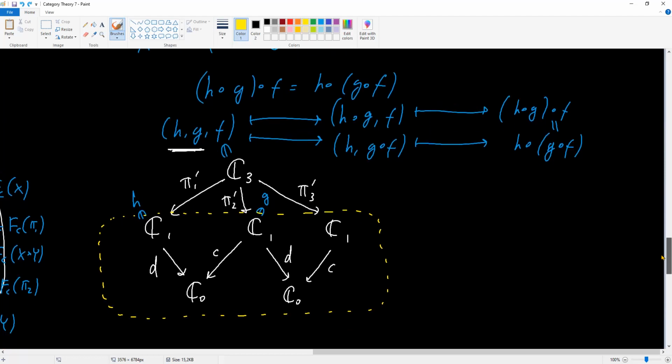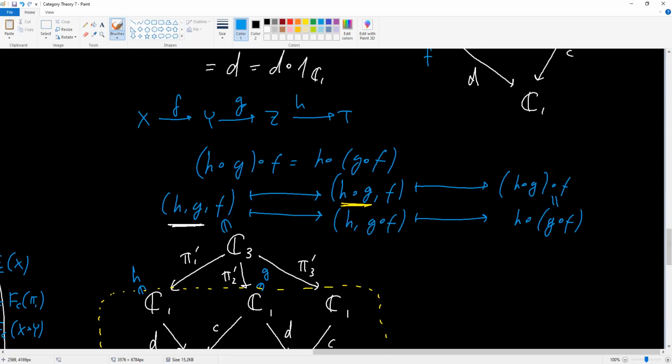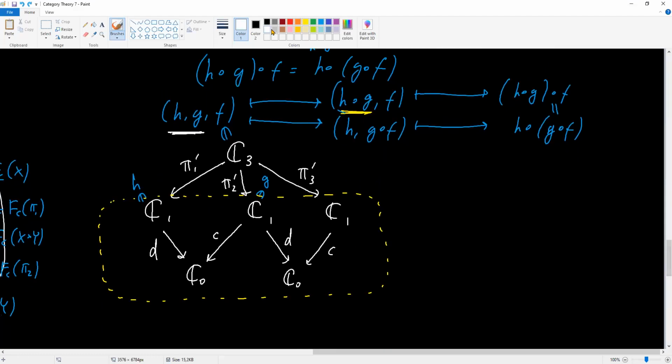Okay. What I want now is to compose the first two components, H and G. This will land me where? If I compose H and G, I will find myself exactly, so this will be pair HG, and F, right? And that's exactly a composable pair. So it will actually land me in C2. So let's draw the pullback diagram for C2.